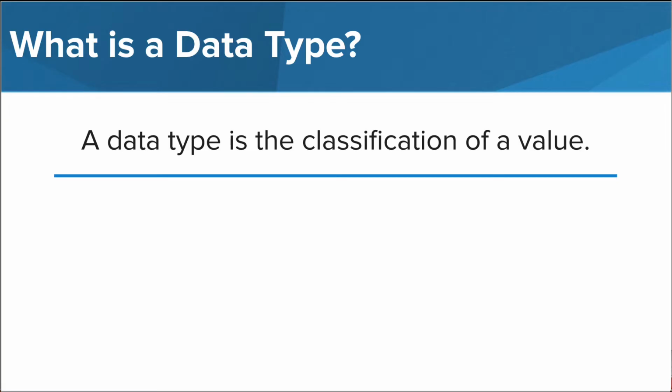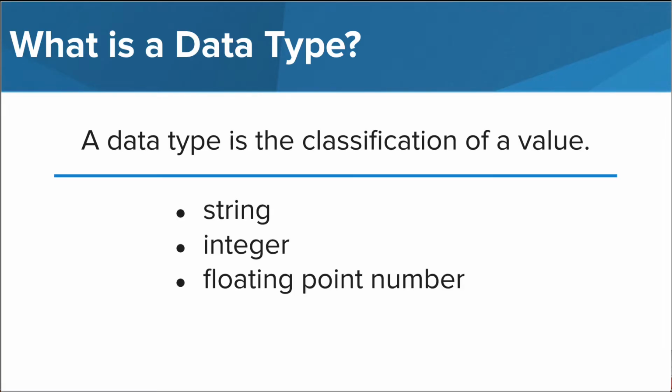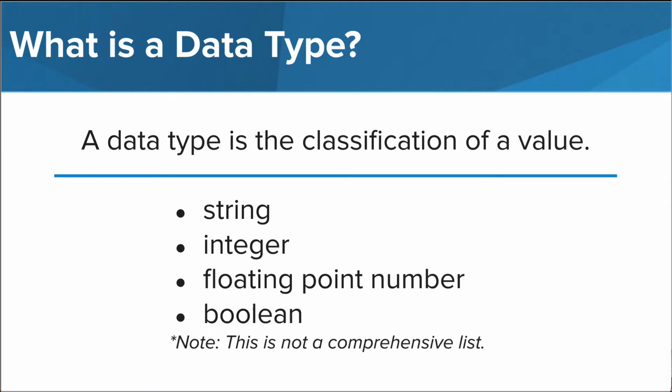In this course, we're going to focus on 4 data types, though many others exist, and you'll learn about more of them as you continue learning Python. The data types we're going to look at are strings, integers, floating point numbers, and Booleans. Let's dive into each of these a bit deeper.